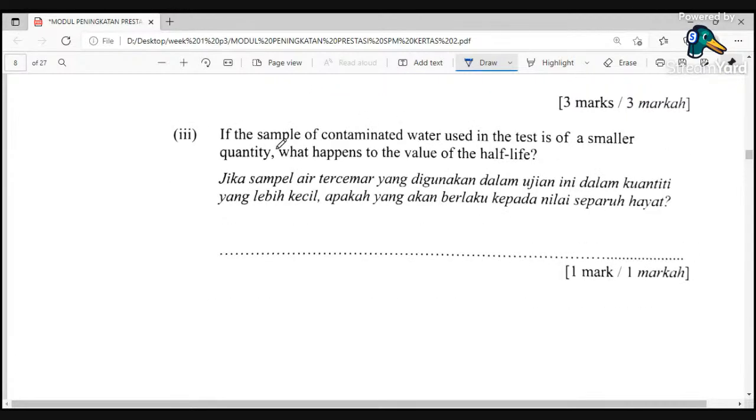Part 3: if the sample of contaminated water used in the test is of a smaller quantity, what happens to the value of half-life? Half-life does not depend on the mass that is used. Okay, so we can say unchanged.